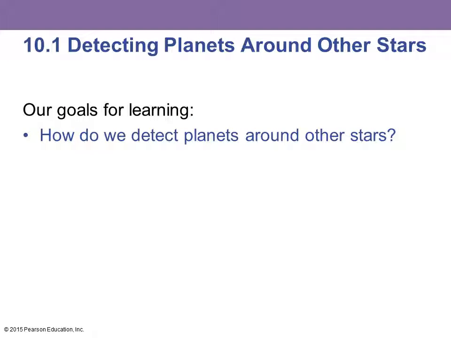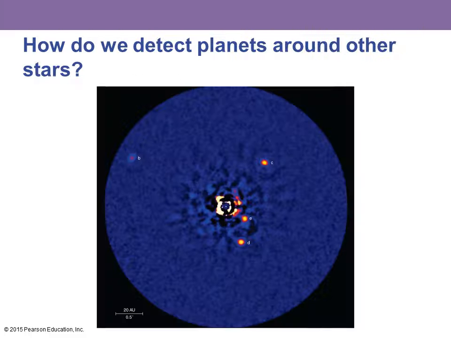So in 10.1, we're going to be looking at detecting planets around other stars. So how do we find them? Section 10.2 is about the nature of planets around other stars. And then 10.3 talks about the formation of other planetary systems. So let's look at 10.1 first.